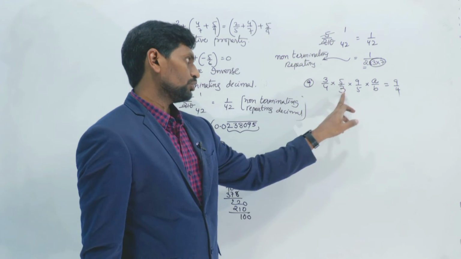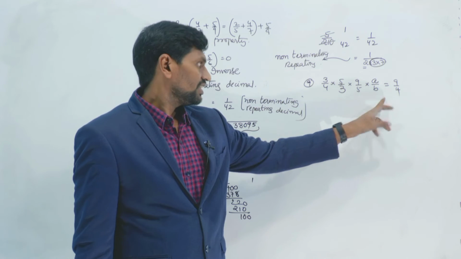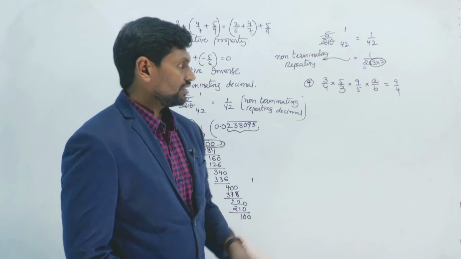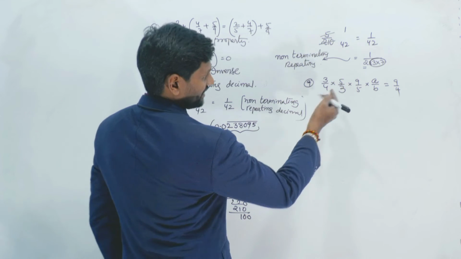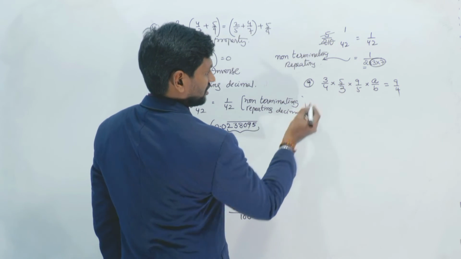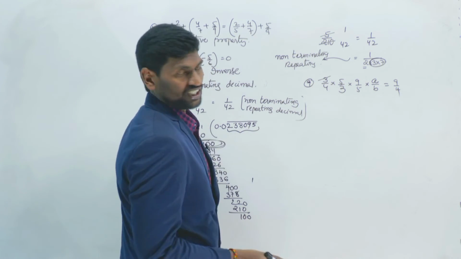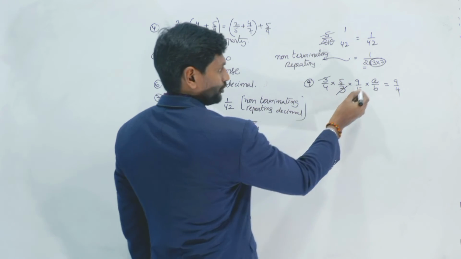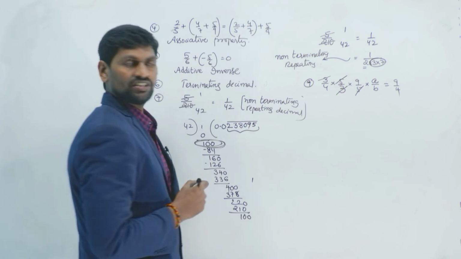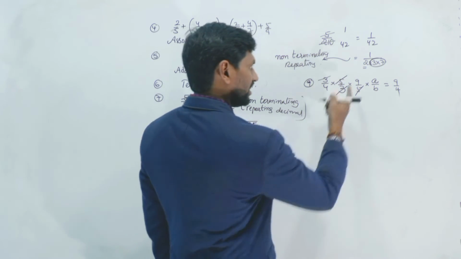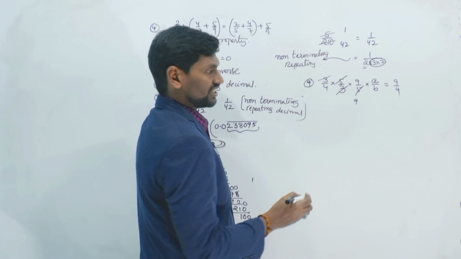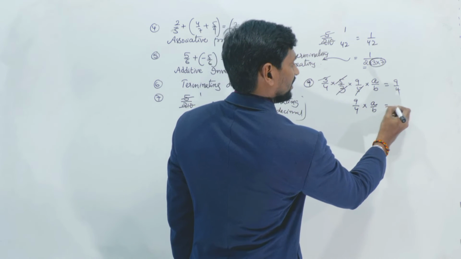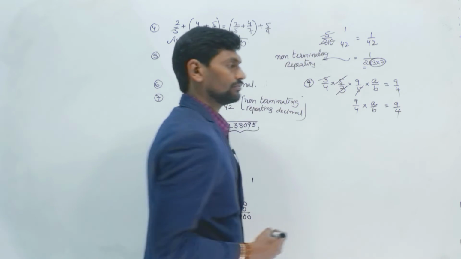Here are four rational numbers. If they multiply, the answer is 9 by 4. Let us check whether cancellation is available or not. Numerator 3 and denominator 3 cancel. Numerator 5 and denominator 5 cancel. What is remaining? Numerator 9 and denominator 4 remain, so a by b into 9 by 4 equals 9 by 4.